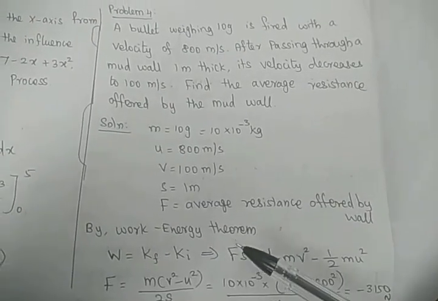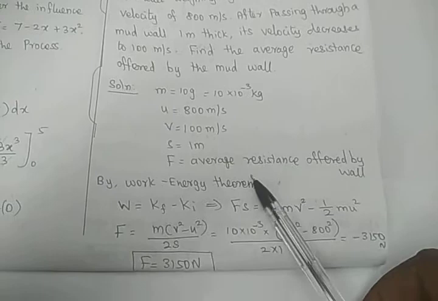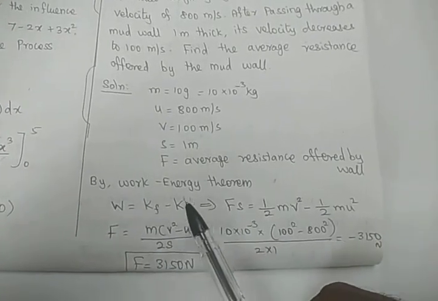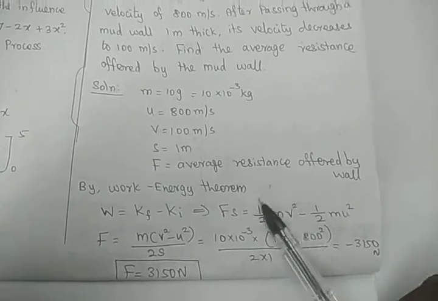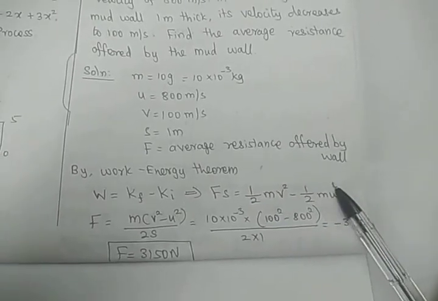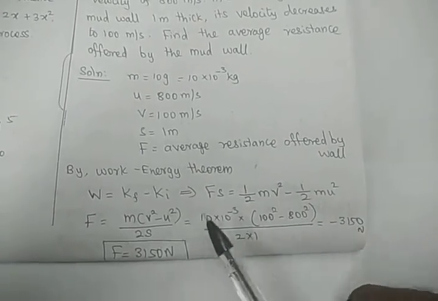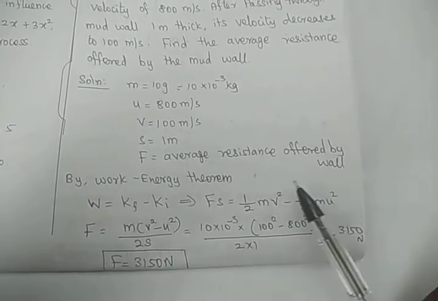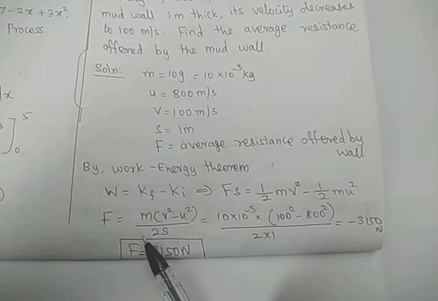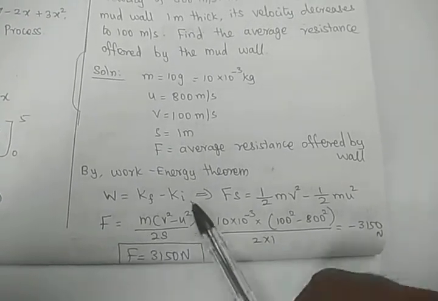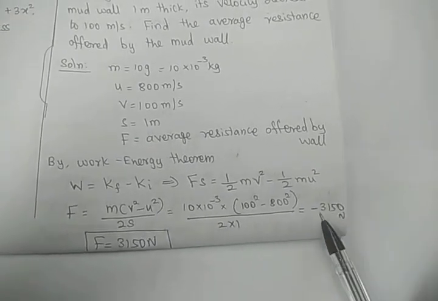So very simple students, by using the work energy theorem, work is equal to final kinetic energy minus initial kinetic energy. Work is equal to force into displacement. Half m is taken commonly, v squared minus u squared. Then s comes in the denominator. So F is equal to m into v squared minus u squared by 2s. Substituting these values, we get a minus value.